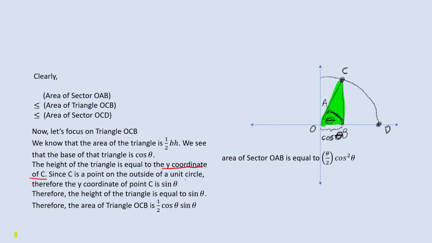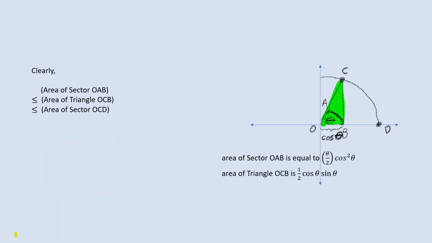Now, since C is a point on the outside of a unit circle, the y-coordinate of C must be sine theta. So the area of that triangle, the green one that you're looking at, is obviously 1/2 base times height. So it's 1/2 cos theta sine theta. That's the area of the green triangle.